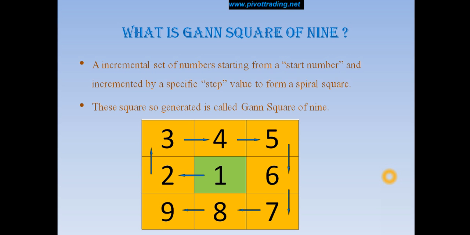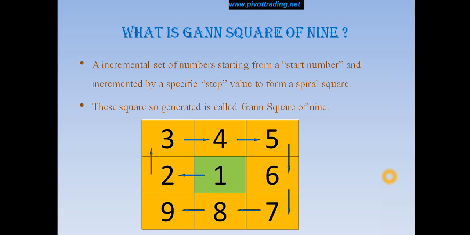So what is the Gann Square of 9? To describe it in one line, it is a set of incremental numbers starting from a particular start number and incremented by a specific step value to form a spiral square. As you can see in this image, this is one simple square where the center starts with 1, moving ahead in the left direction in an anti-clockwise direction and then clockwise to fill a square. If you look closely, we see 9 equal boxes. This is the very simple, basic first level of the Gann square.